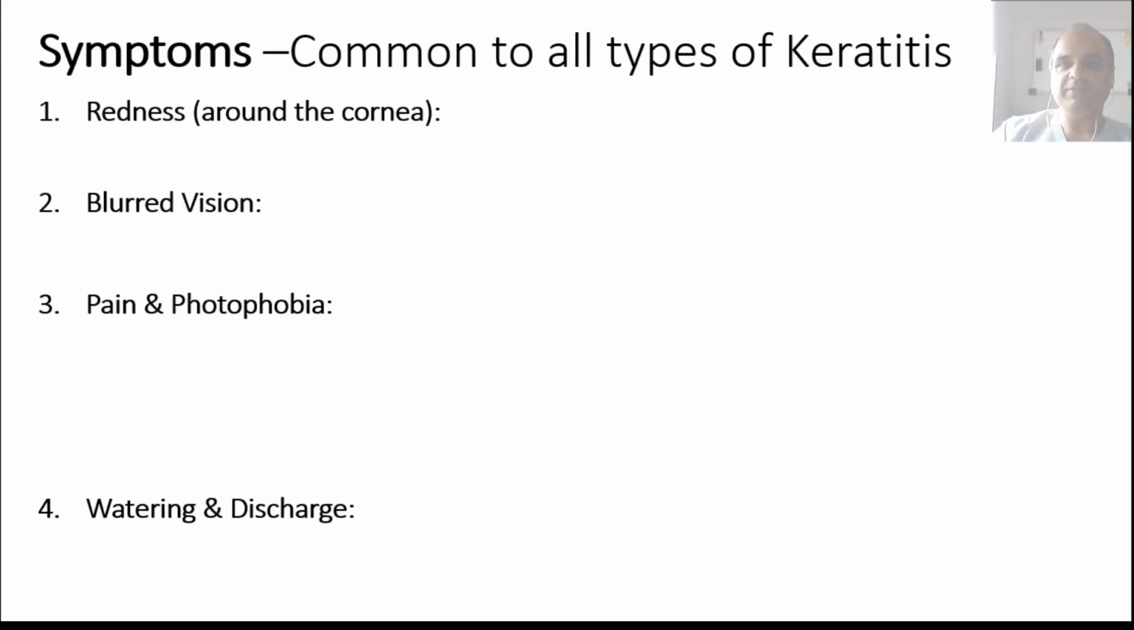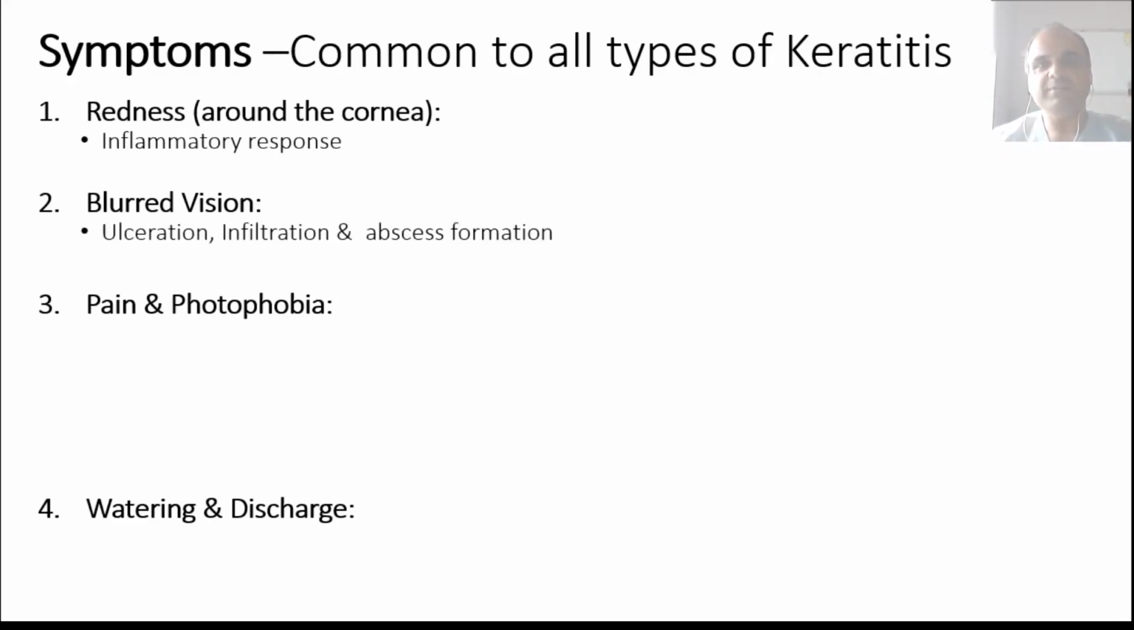So this is what we have seen so far. We have seen redness, we have seen blood. These are the symptoms that we talked about. Now we're going to put some reasons around it. We saw redness in our patient. The patient is complaining of blurred vision, pain, photophobia, watering, and discharge. So why are all these things happening? Well, redness is simply an inflammatory response, and it's around the cornea because the inflammation is within the cornea. Remember, we call it circumcorneal, circumciliary, or limbal congestion. Blurred vision is because of ulceration, infiltration, and abscess formation, preventing light from reaching the retina.